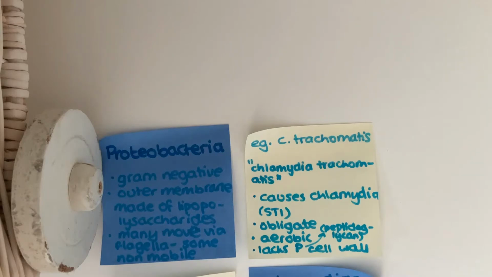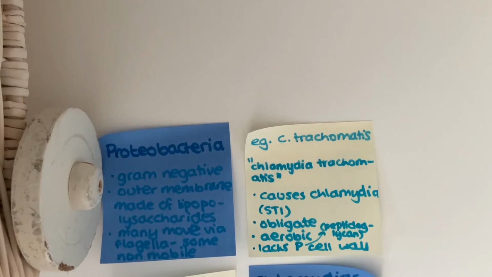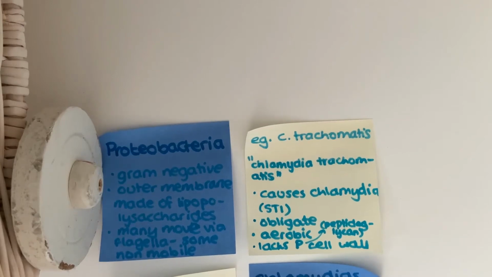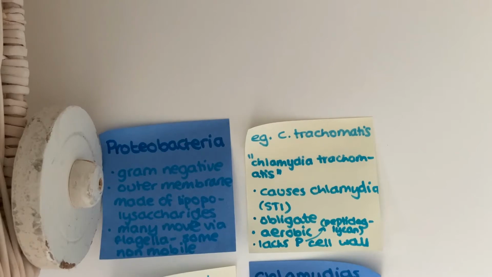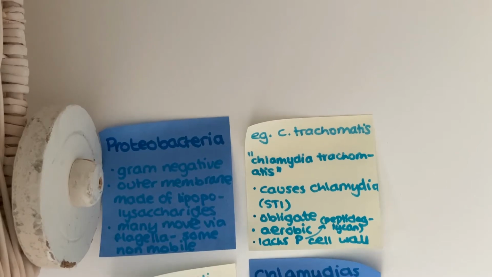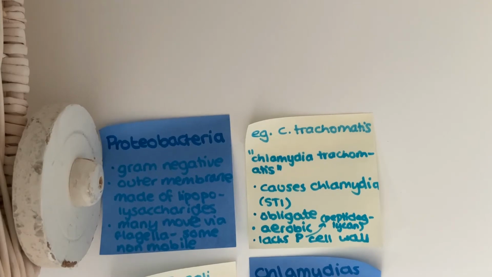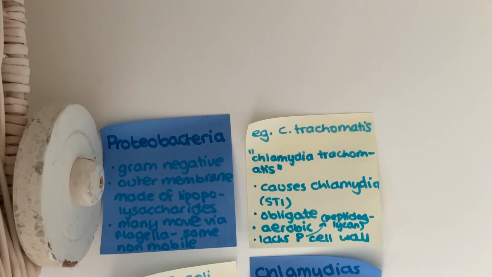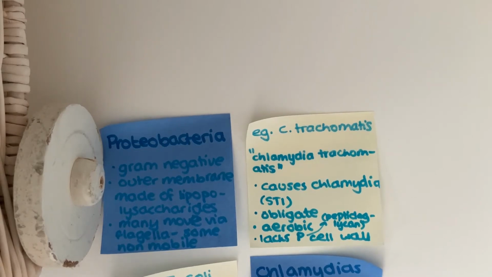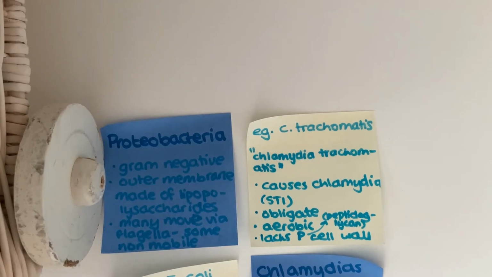The first phylum we'll be looking at is proteobacteria. Proteobacteria are gram-negative and have an outer membrane made of lipopolysaccharides. Many move with the flagella and some are non-mobile. They include a wide variety of pathogens such as Salmonella, Vibrio, Helicobacter, and many others. Others are free-living, meaning non-parasitic, and include many of the bacteria responsible for nitrogen fixation.